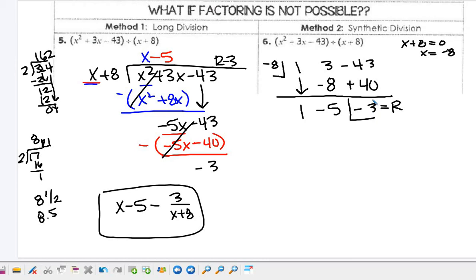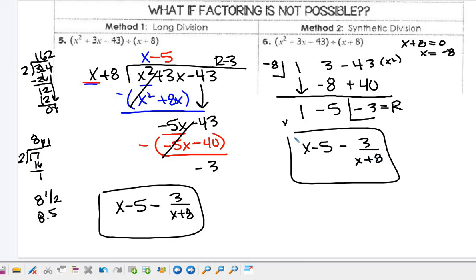So, just like here, this was a quadratic. If I factor out one x, then I'm left with just an x. The same thing here. If this is an x squared, then this is just an x. So this would be x minus 5 minus my remainder over my divisor.